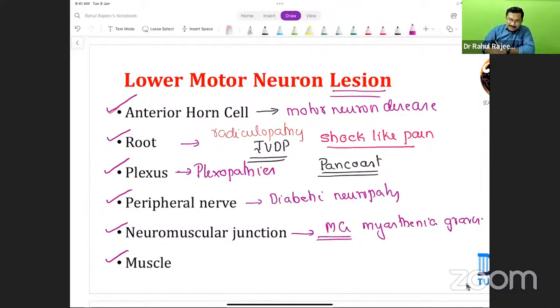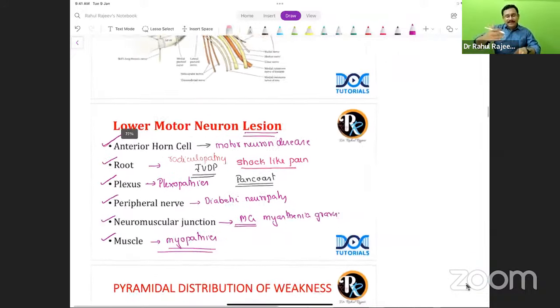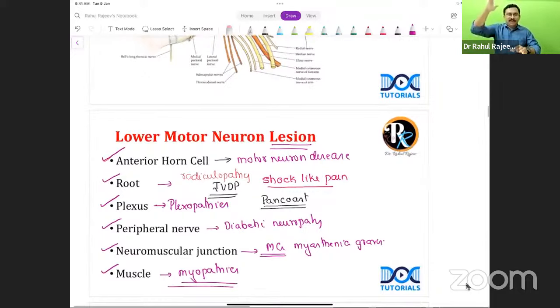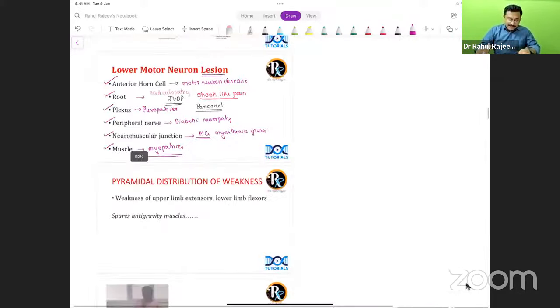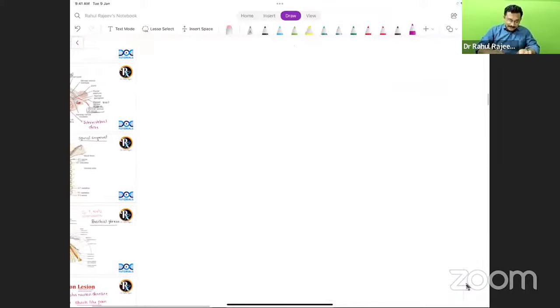Now coming to muscle disease, you can have myopathies. Different types of muscle diseases are there, which you might have learned in your theory. So these are the LMN lesions. So anterior horn cell, root, plexus, peripheral nerve, neuromuscular junction, muscle, if any of them is affected, you will call it an LMN lesion. UMN lesion means anything above the alpha motor neuron or the gamma motor neuron, that is called a UMN lesion. Okay, so far it is clear.